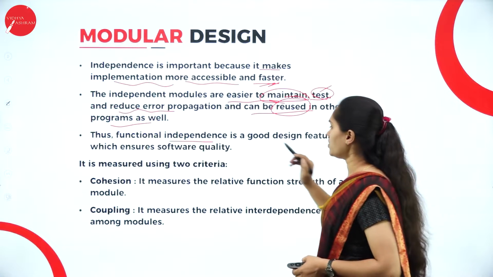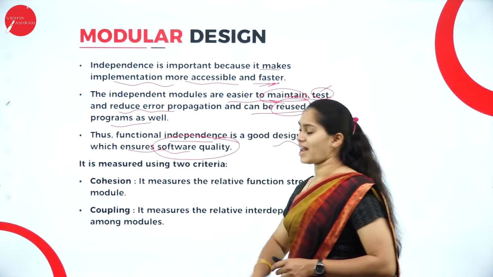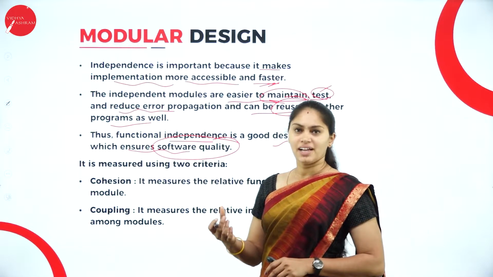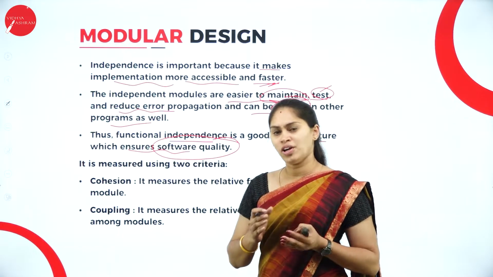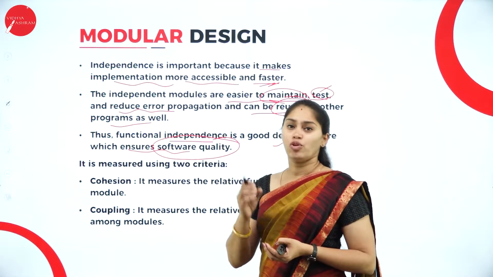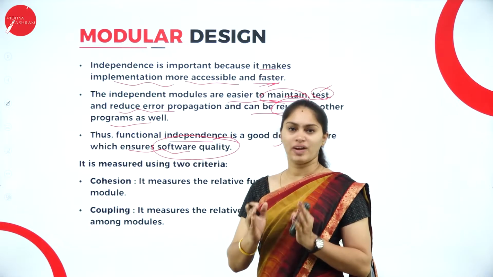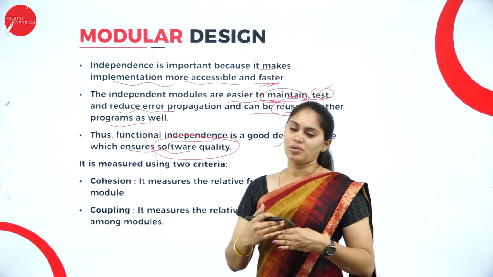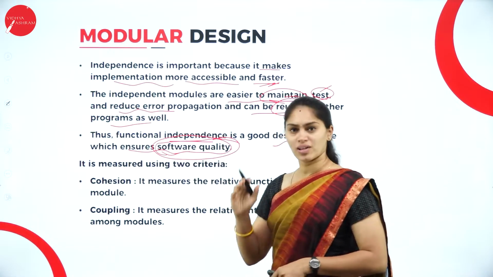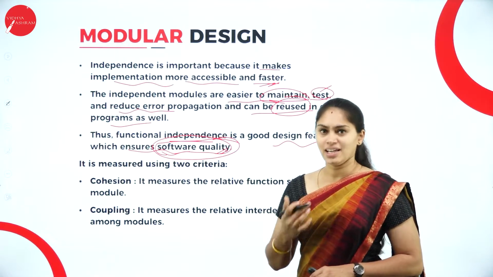And also this functional independence is a good design feature, and it ensures software quality. When it is divided into modules, each module is developed, compiled, and tested individually. So the focus, or the attention that we pay to a particular module, will be very high, the risk will be very low, and error propagation is also less. So with the help of functional independence, it helps us build quality software.